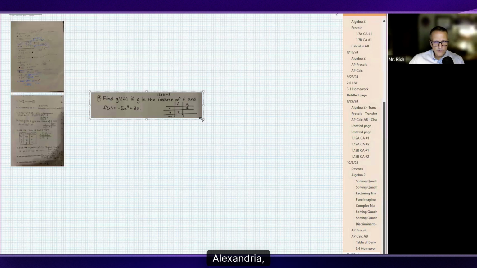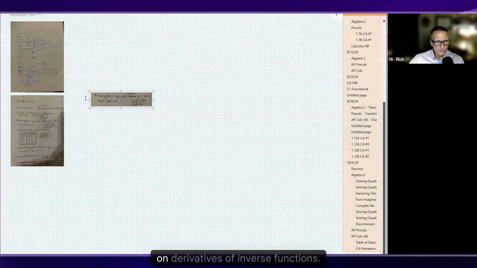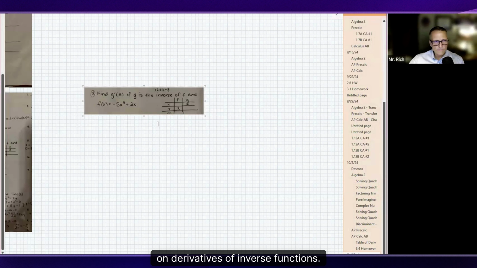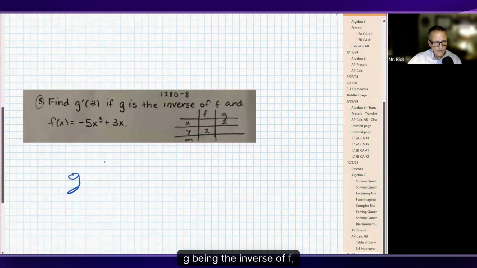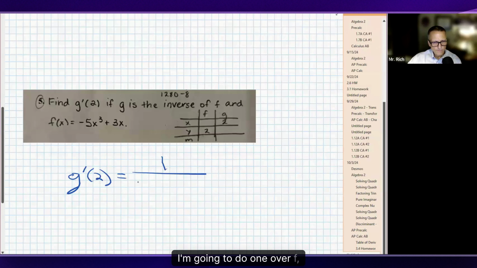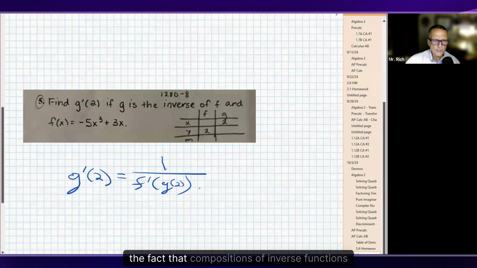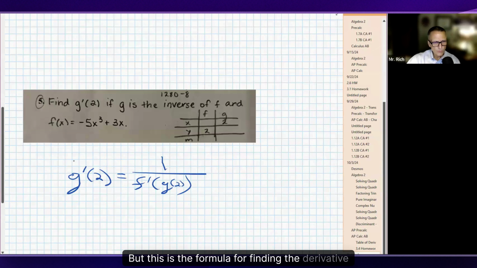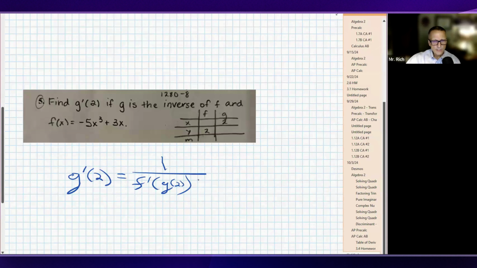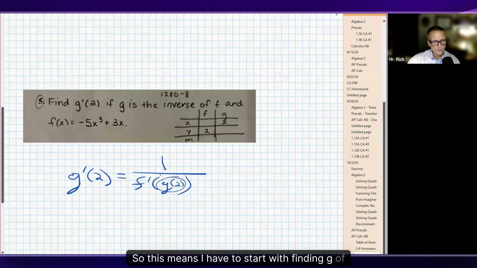All right, Alexandria, here is the question on derivatives of inverse functions. If I want to find the derivative of an inverse function, g being the inverse of f, and I want to do it at 2, I'm going to do 1 over f prime of g of 2. That's the formula we derive from the fact that compositions of inverse functions give you an answer of x. So this means that I have to start with finding g of 2.